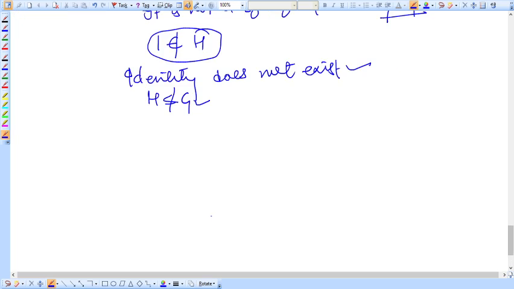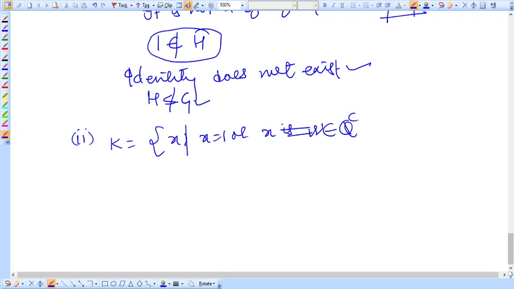So the second subset is K equal to {X such that X is equal to 1 or X is irrational}. Okay, X is an irrational number. So see here, now the identity is in it. No doubt the identity has been added; a new set has been made which has irrational numbers and the identity also. Still this will not be a group.